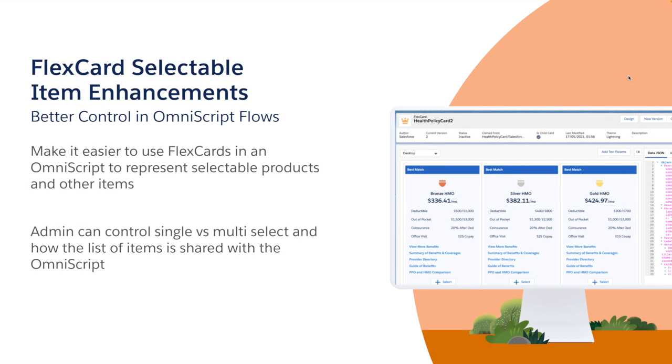Now we have support for something called selectable items within FlexCards. So we make it easy for you, in a declarative way, to allow a user to select a particular item, and that could either be a single select or a multi-select. Additionally, we could capture those selected items and either fire that list of selected items to a sibling component or update an OmniScript. So an example could be embedding a FlexCard into an OmniScript.